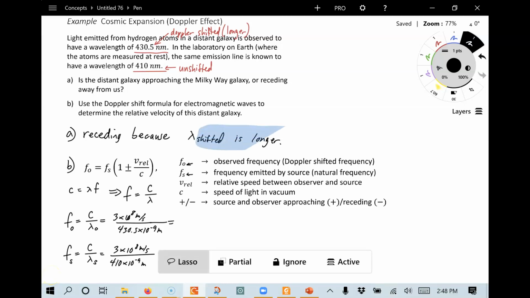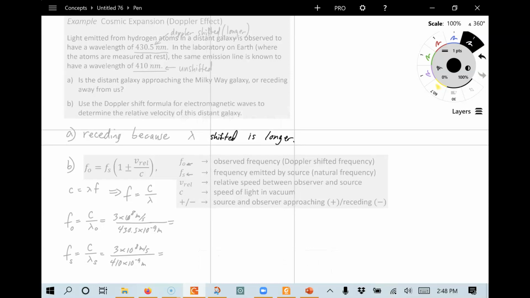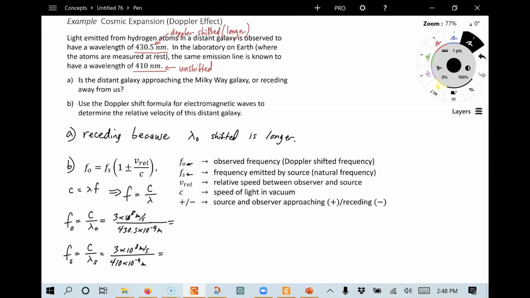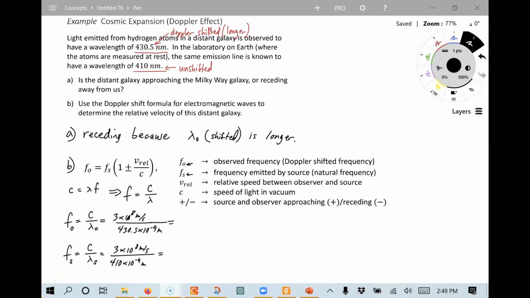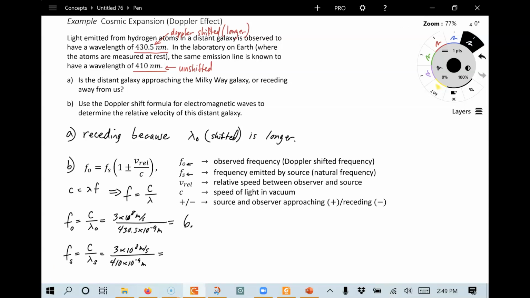I'm going to go ahead and just fix this real quick since I don't want to get confused about this stuff. So this is the Doppler shifted wavelength. Shifted, it's longer. Now putting these values into the calculator, we get for the Doppler shifted frequency 6.97 times 10 to the 14th, 1 over seconds. And for the natural frequency, it's 7.32 times 10 to the 14th, 1 over seconds, or hertz we can write.